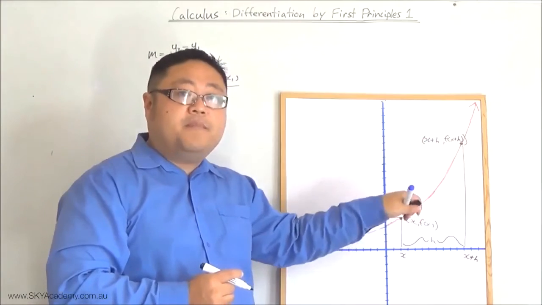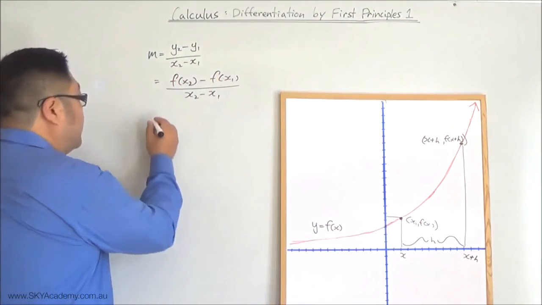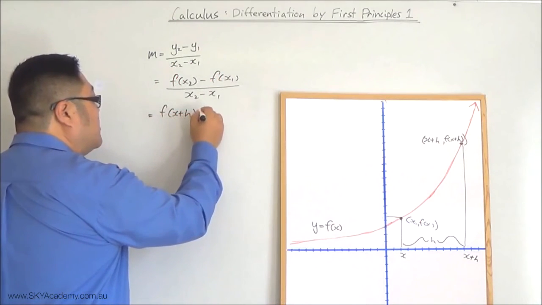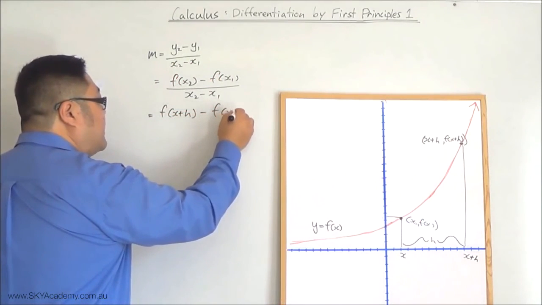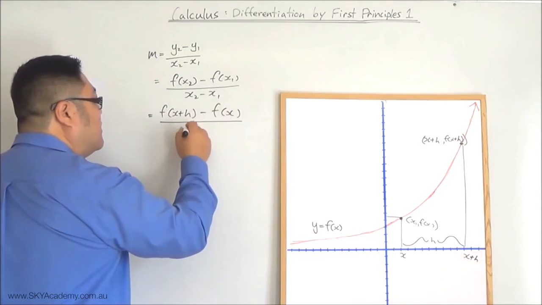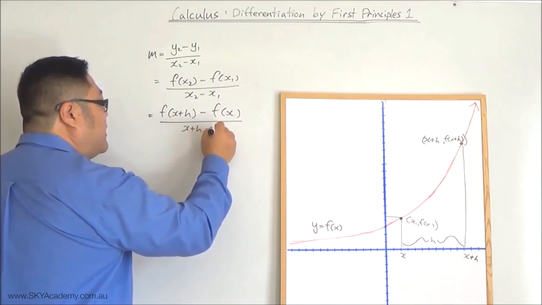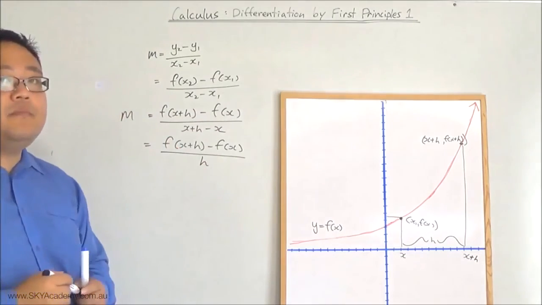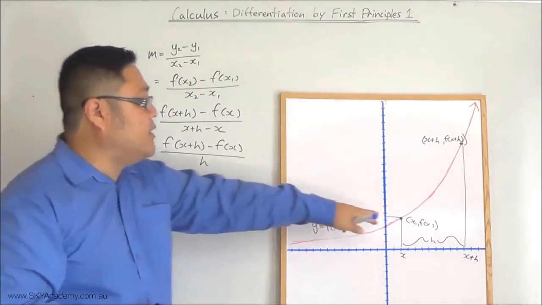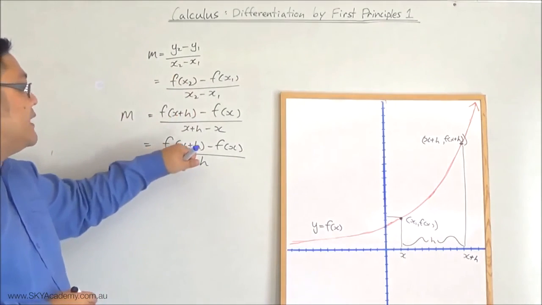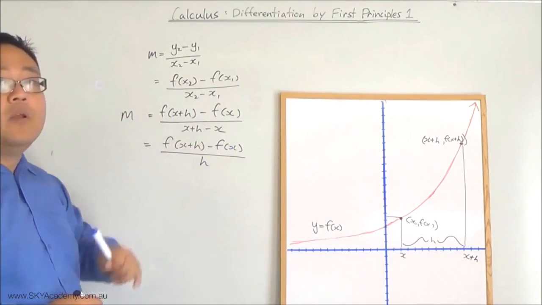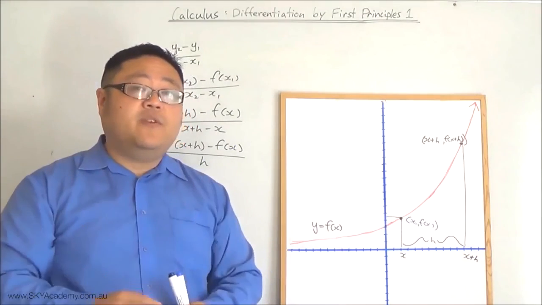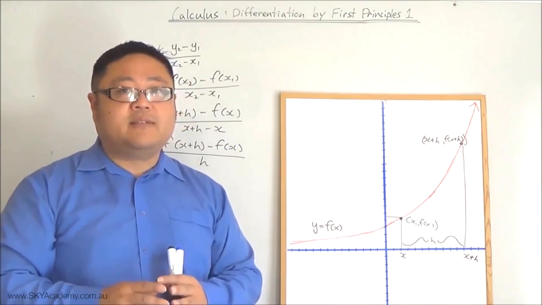So the gradient between these 2 points would be equal to f of x plus h minus f of x all over x plus h minus x, which is h. So the gradient between these 2 points would be equal to f of x plus h minus f of x all over h. And that is just a revision of high school maths.